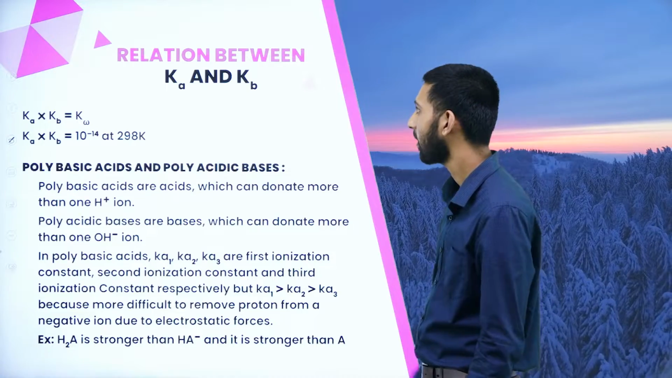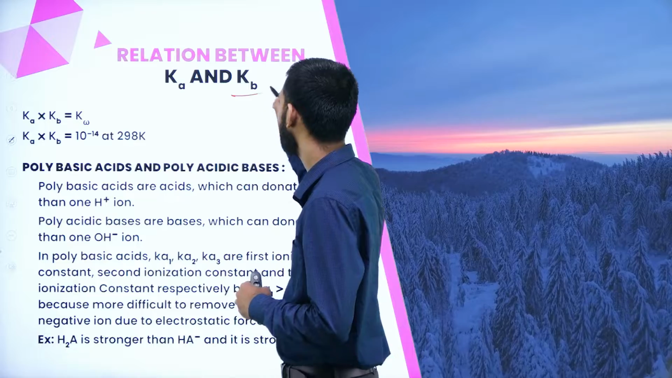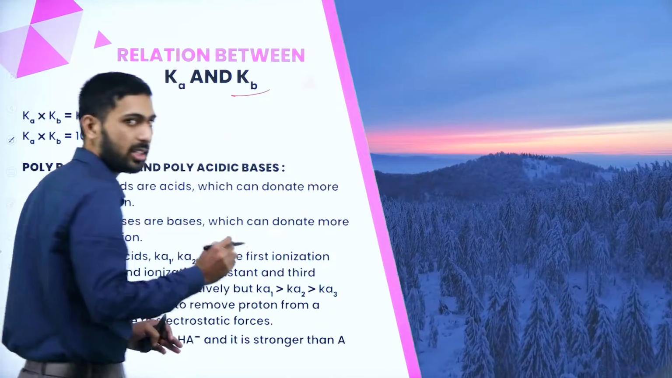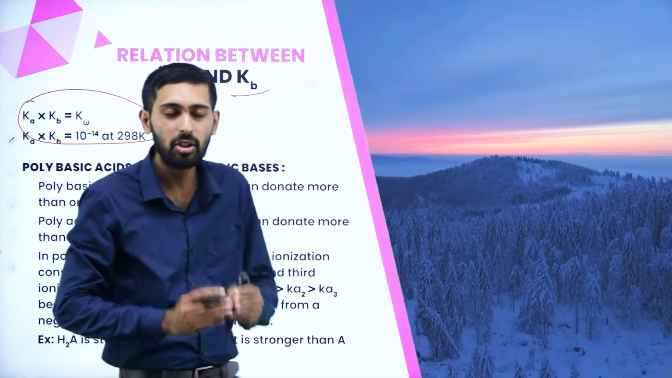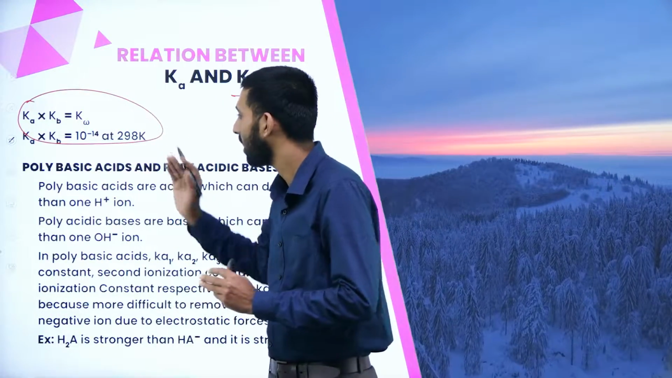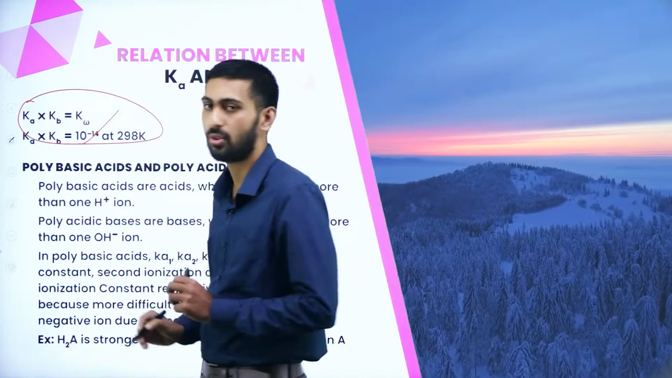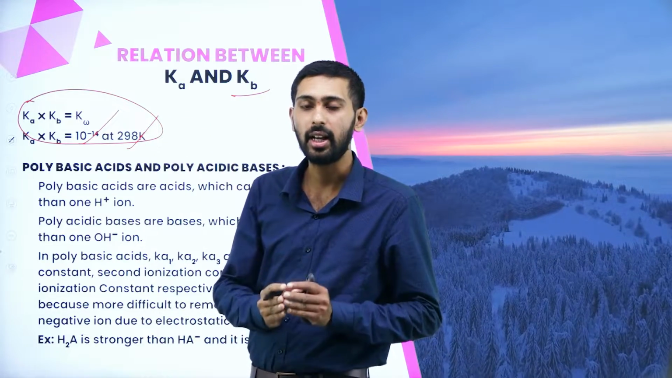Okay. Next thing is write the relationship between Ka and Kb, they will ask. It's a very important question, so we just have to write that much here. Ka into Kb is equal to Kw, and it will always be equal to 10 raised to minus 14 at 298 Kelvin.